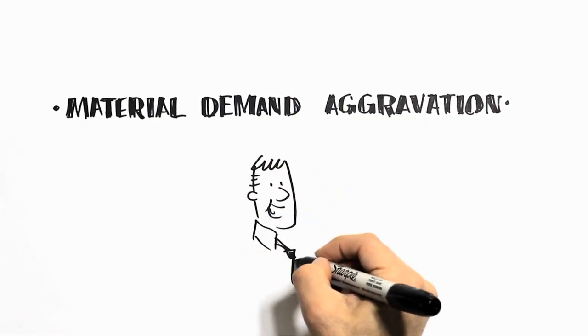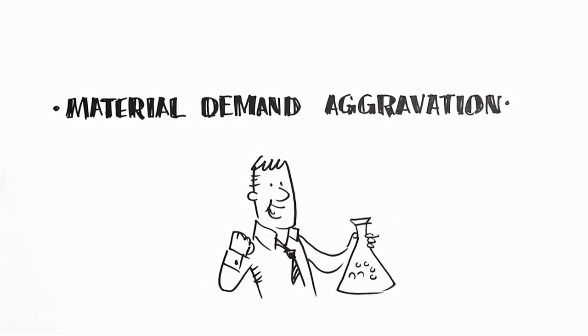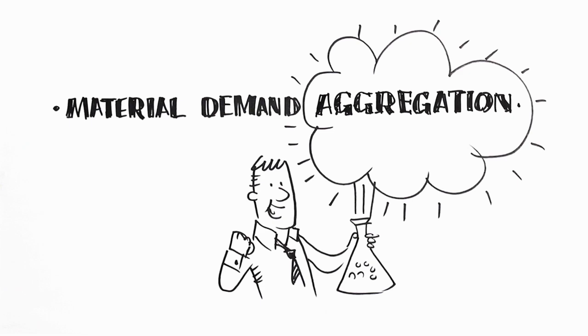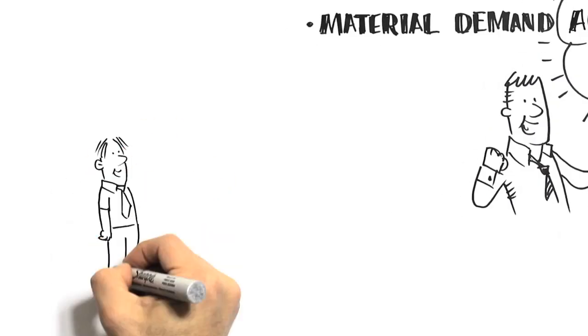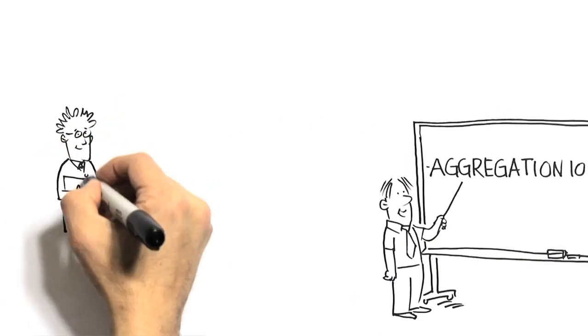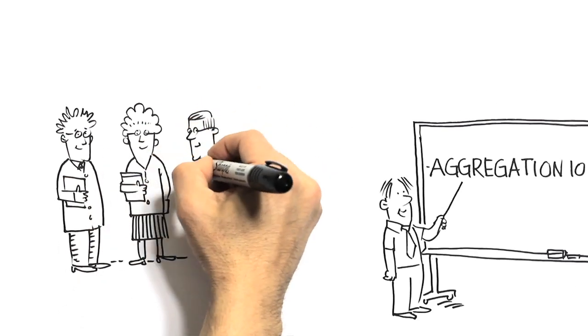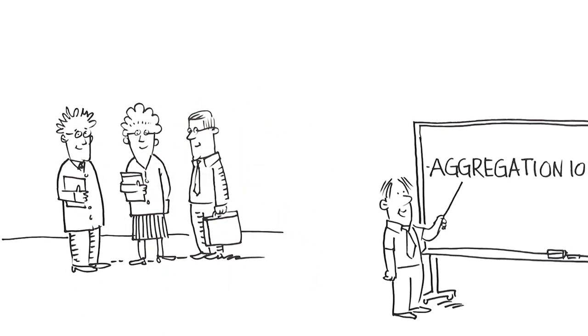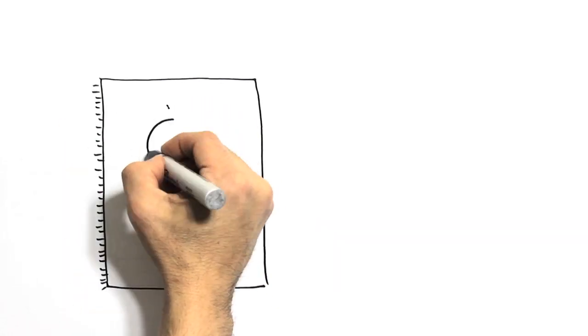Fortunately, Jim discovered a way to help Jill and everyone else in the supply chain. It's called material demand aggregation, a process invented by Supply Dynamics. Here's how it works. First, Jim hired the smart folks at Supply Dynamics to help him figure out what raw materials go into his parts. This step is called part attribute characterization.